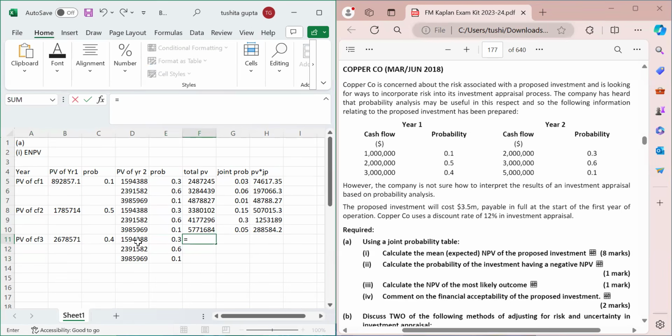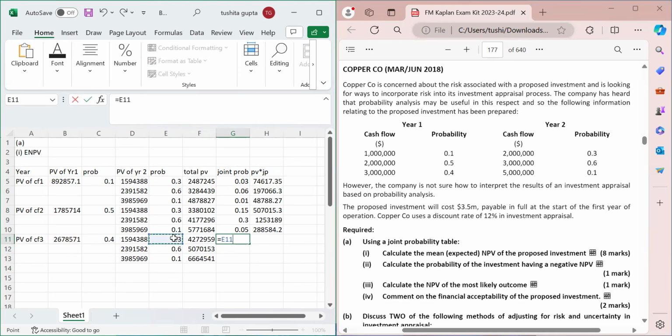And then for total PV, it's going to be this plus this over here. Similarly, this plus this over here. And then as we are doing it for all of the years, this plus this. So this is your total PV.